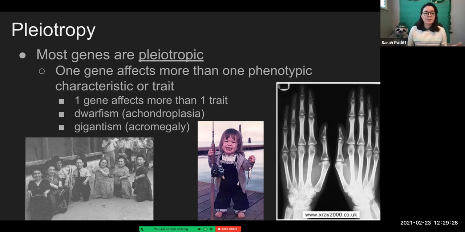Someone with a dwarfism gene is going to have small hands, short legs, small torso. It's going to affect lots of different phenotypic traits. On the other side of the spectrum, we have gigantism. There's one trait for gigantism. If you have that gene, well, guess what? You're going to have long legs, big hands, big head. Everything is going to be big.